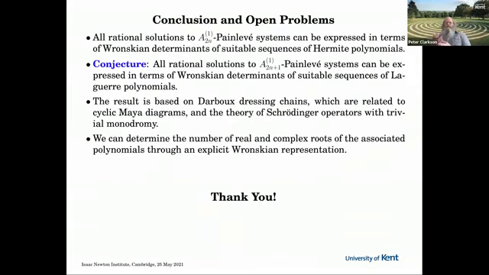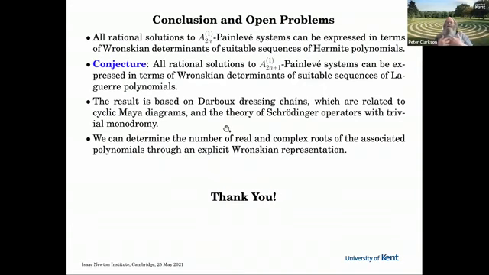So to conclude, all the rational solutions of these A4 Painleve systems can be expressed in terms of Wronskians of suitable sequences of Hermite polynomials. And I say suitable sequence, which is answering what you were thinking, David, of how you get your sequence of Hermite polynomials aligned to one of these positions as you move up the hierarchy. So if you know that sequence, you can probably work out exactly which one you actually had.